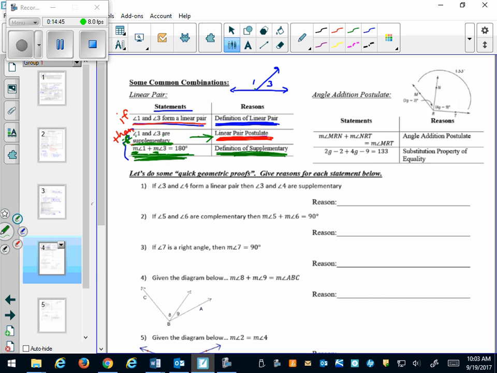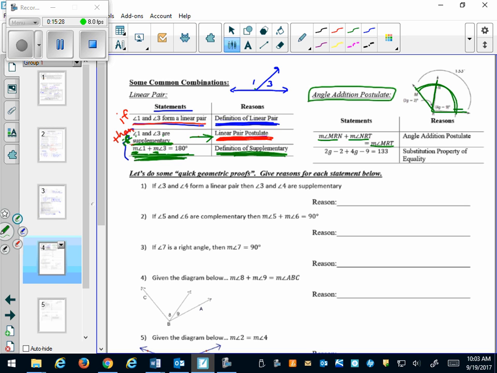All right, on this side we have angle addition postulate. This is always going to look the same. The measure of angle whatever, MRN in this case, plus the measure of another angle right next to it, equals the measure of the whole angle. Now, notice I didn't put the measure of angle MRN plus the measure of angle NRT equals and then some number. It has to be written exactly like this. You're using the names of the angles on both sides of the equal sign when you're talking about angle addition postulate. The measure of one angle plus the measure of the other angle equals the measure of the whole angle.